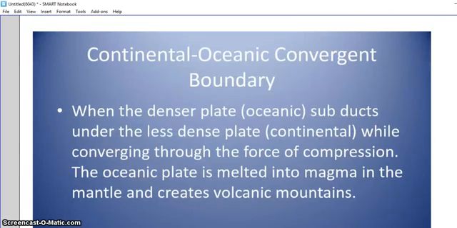All right, so then we have the continental-oceanic convergent boundary. So we have our continental land plate, and then we have our oceanic plate coming together. The oceanic plate is made mostly of igneous rock, and because of that, it is a lot denser, so it sinks and goes underneath the less dense continental plate. When that happens, it creates the force of compression, and the oceanic plate is melted into magma in the mantle, and it creates volcanic mountains on land.